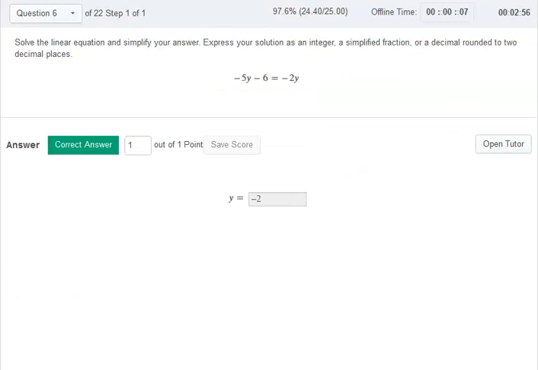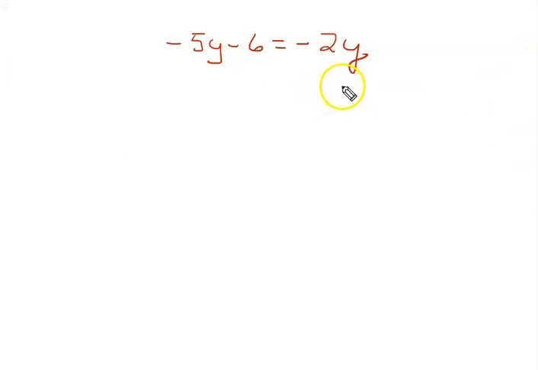Now, for this one, they're looking for solving an equation after you've read this. So we're going to write it out. Negative 5y minus 6 equals a negative 2y. So this is a basic equation. We'll go to our whiteboard.